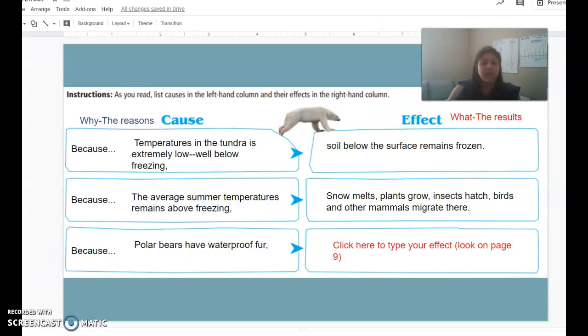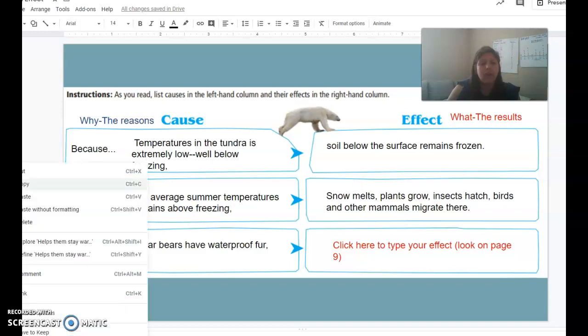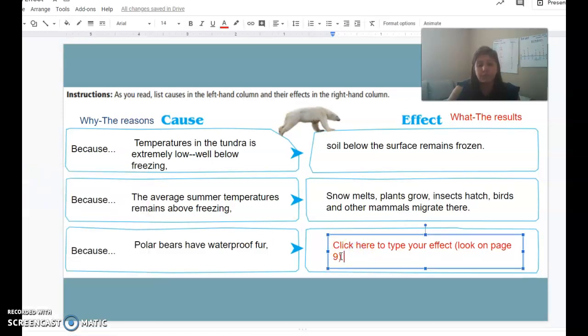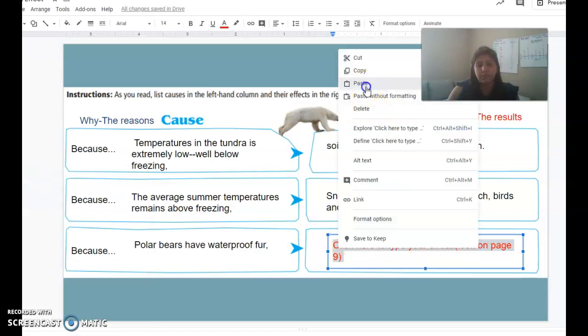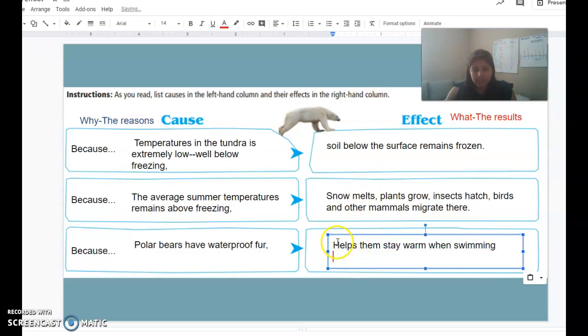Okay? So I put something along the lines of, because polar bears have waterproof fur, it helps them stay warm when swimming. So that's the effect that I had there. Okay, so again, I had my why. Why polar bears have waterproof fur. It helps them stay warm when they're swimming. Okay, so that's what you should have gotten whenever you were doing your assignment yesterday.